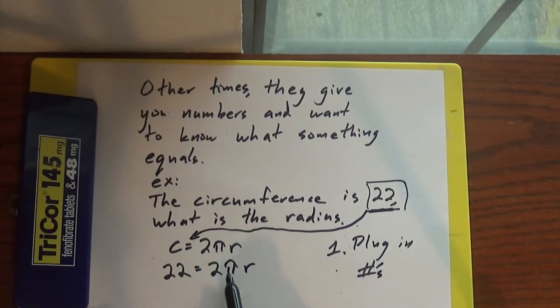This is 2 times pi times r. So since this is multiplying, to get r by itself, I'm going to divide. I'm going to divide by both of them at the same time. And since I divided here, I need to divide here. These are gone. 22 divided by 2 means this is going to be 11 over pi.